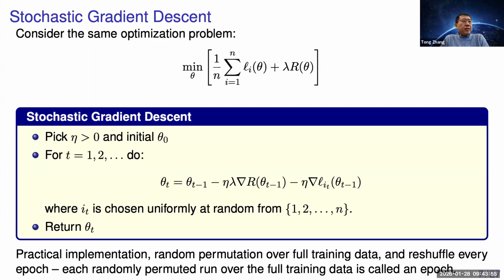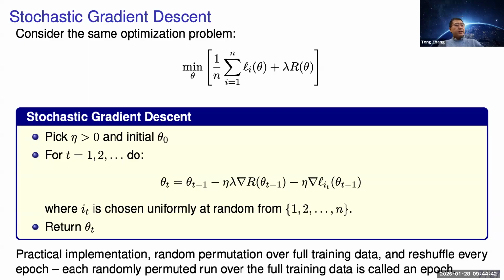Practical implementation is the following. Usually they are not uniformly picking random from 1 to n. Essentially, they randomly permute the full training data, right? And once you permute, you need to reshuffle every epoch. That's also important. You do not want to use a fixed random permutation through all the epochs. That causes slow convergence for many problems. You can try if you want. But each time you randomly permute, and then you go through this randomly permuted data. So this is more practical. And if you look at how the data loader is implemented in modern frameworks like PyTorch, that's basically what happens.